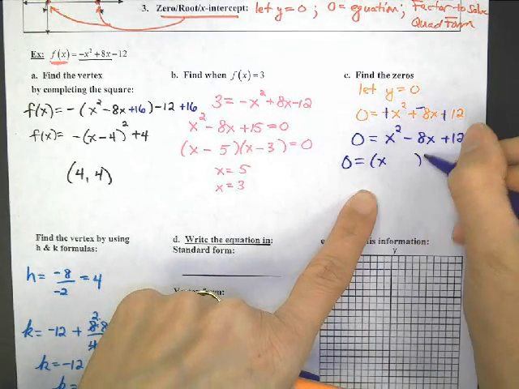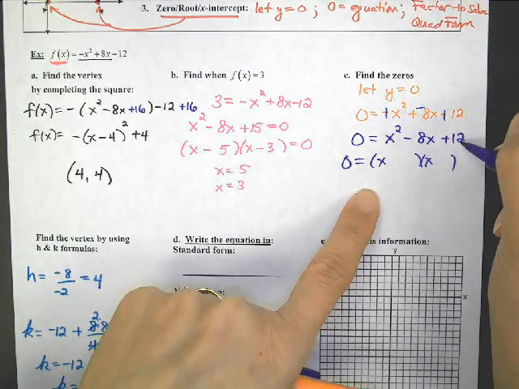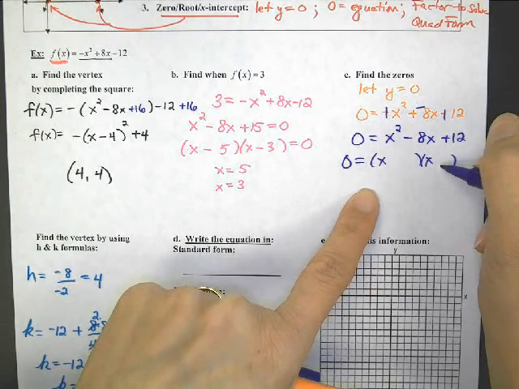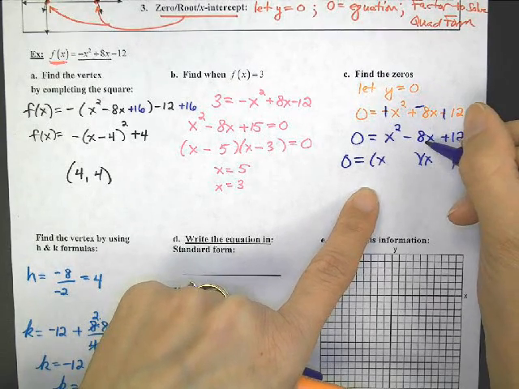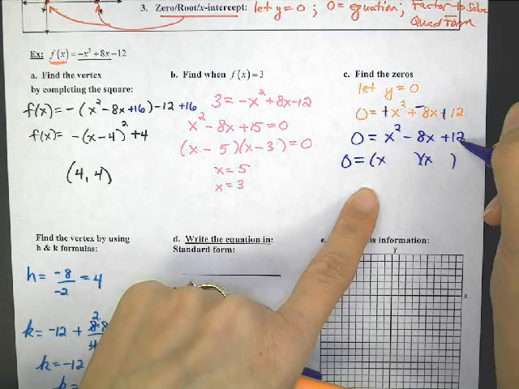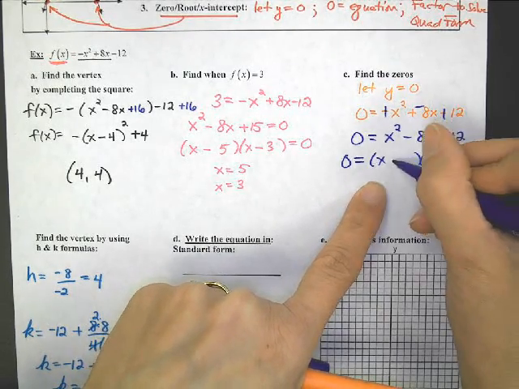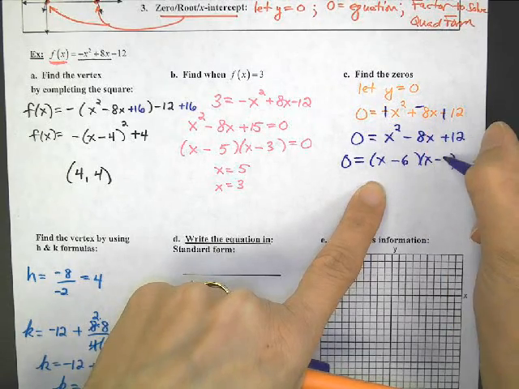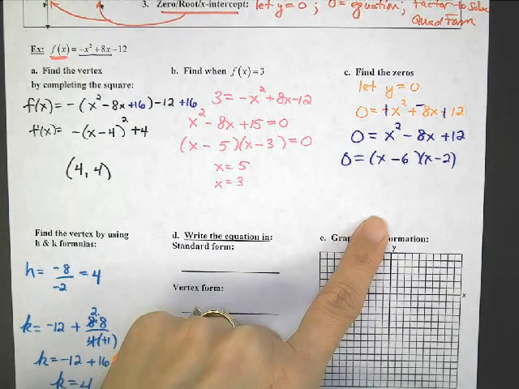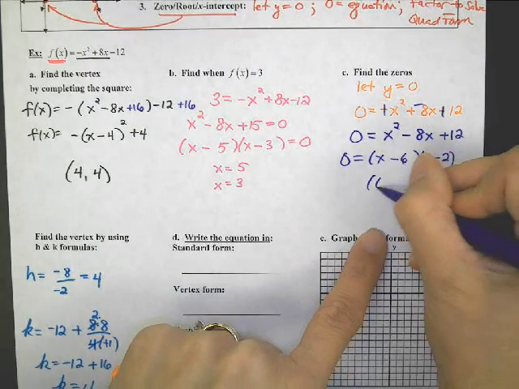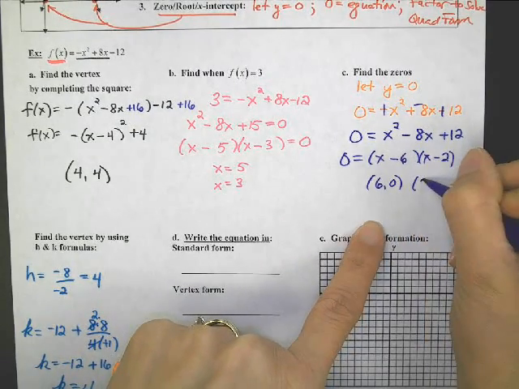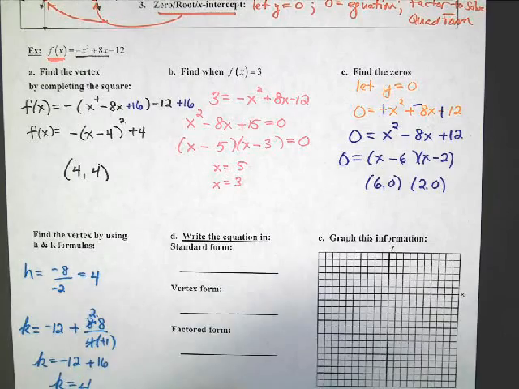All right, let's go ahead and factor this into x's. How do you make a 12? 3 and 4. Doesn't make an 8. 6 and 2 would make an 8 if I did minus 6 minus 2. So let's state the zeros. 6 comma 0 and 2 comma 0.